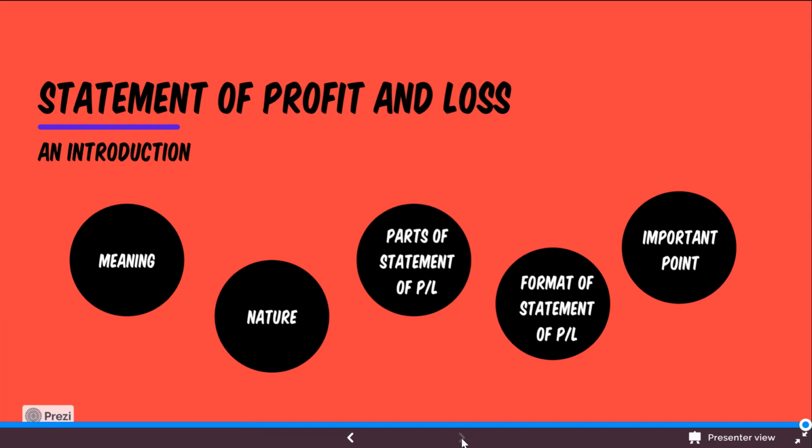So we've seen an introductory video on statement of profit and loss. In the next upcoming video, we will look into detail the contents of each of the parts of the statement of profit and loss.